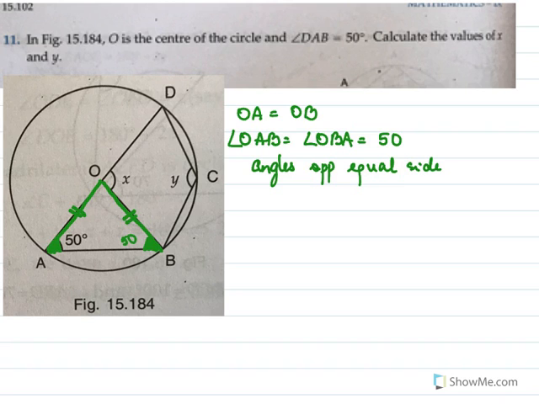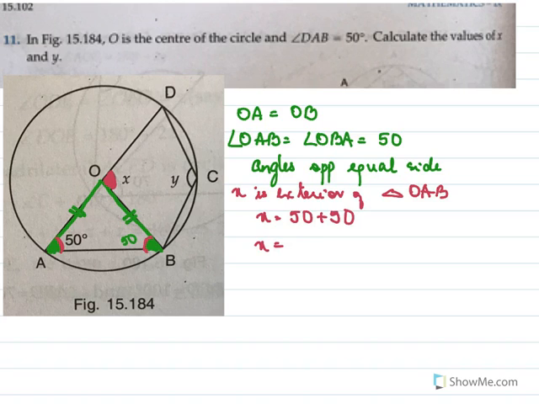Now if you look very carefully, you will see this X is the exterior angle of the triangle OAB. So x should be equal to 50 plus 50. So x will be 100.